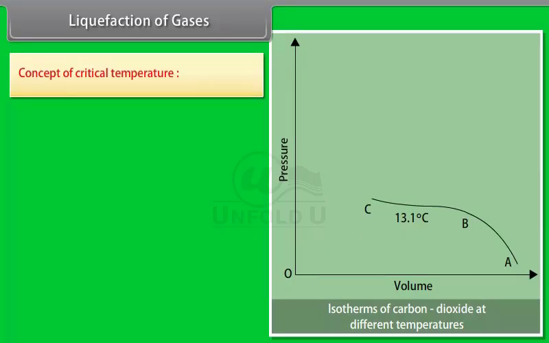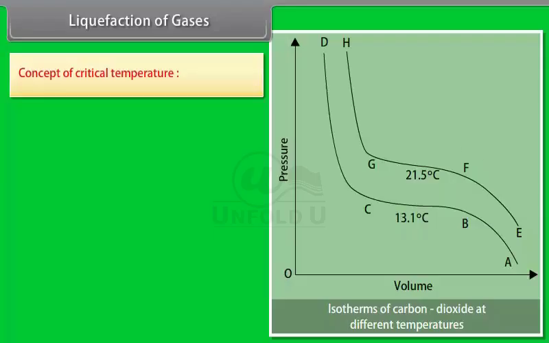Now further increase of pressure has very little effect upon the volume because liquids are very little compressible. Hence, a steep curve CD is obtained. Thus, along the portion AB, carbon dioxide exists only as gas, along the portion CD only as liquid, and along the portion BC, the liquid and the vapor are in equilibrium with each other. The isotherm EFGH at 21.5 degrees Celsius is similar to that at 13.1 degrees Celsius, except that the horizontal portion over which liquefaction occurs is shorter.